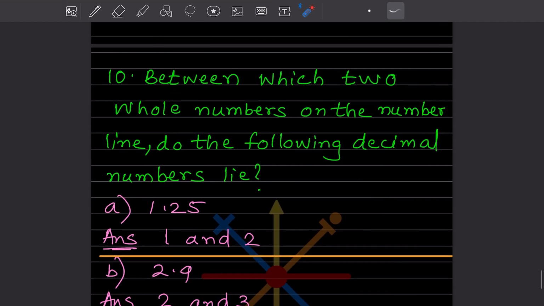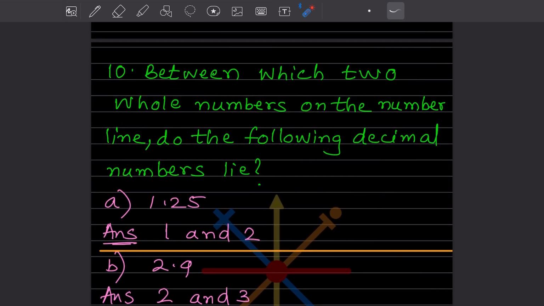Now look at here. They said between which two whole numbers on the number line. You know the number line, right? Suppose we start from 0 over here, 1, 2, 3, 4, and we put arrows like this, which means the line extends from here and also from here. So that is not fixed. Now see here, between which two whole numbers do the following decimals lie? 1.25. So if I put a number line starting from 0, 1, 2, 3, then 1.25 will be somewhere over here, isn't it?